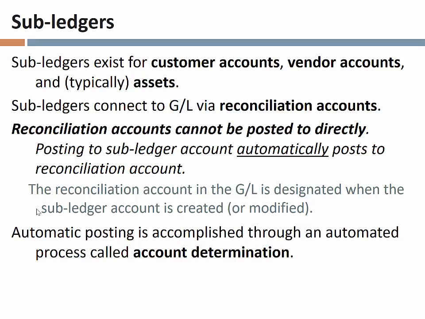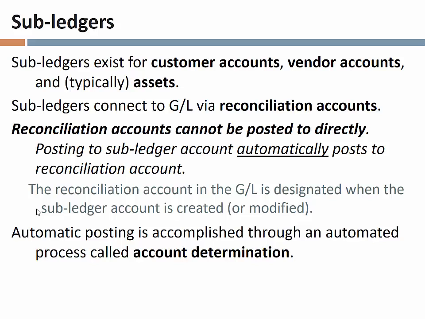The reason why I keep saying typically for assets is it depends on the nature of our organization, and if we don't have a lot of assets in our kind of business, we may not bother with subledgers. But in most organizations, we are going to have customers and vendors, so those tend to be universal. Subledgers connect to the general ledger by way of reconciliation accounts.